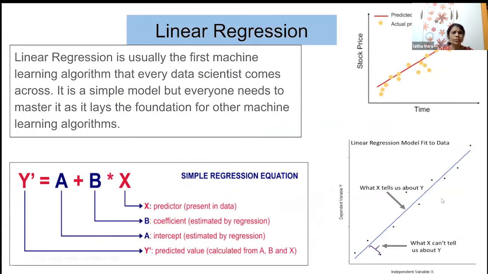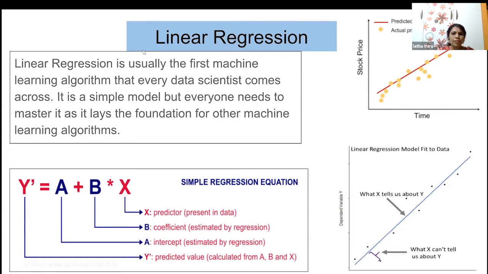Right. So let us try to understand what linear regression is. Recommendation systems generally fall under AI. Okay, fine. Yeah, so let's see what linear regression is.